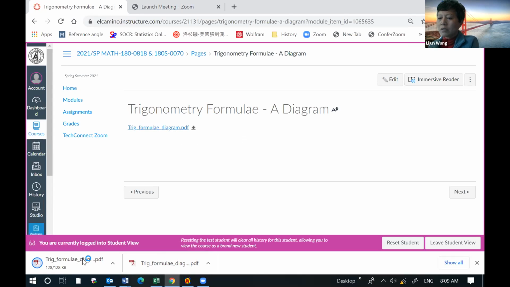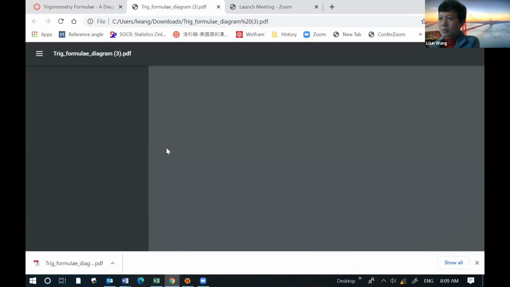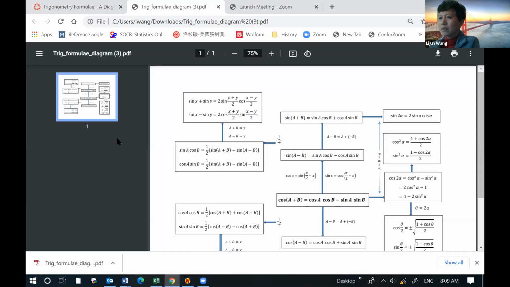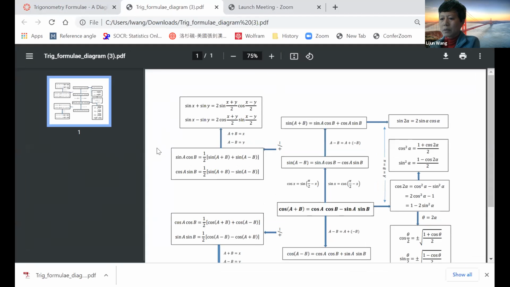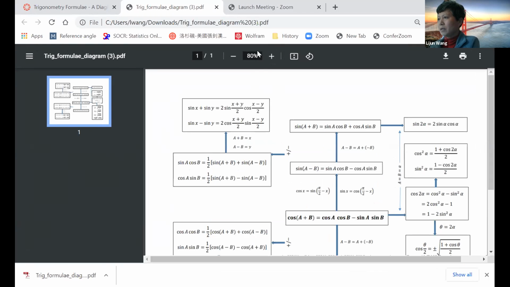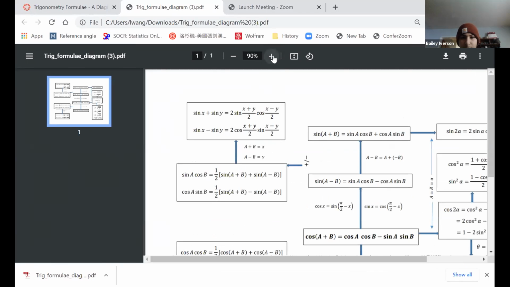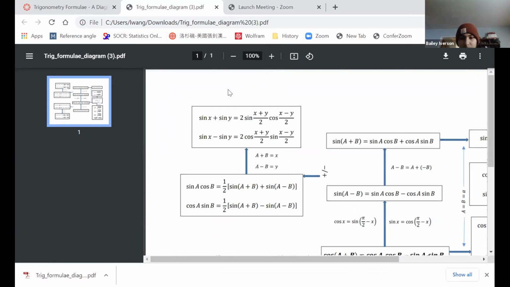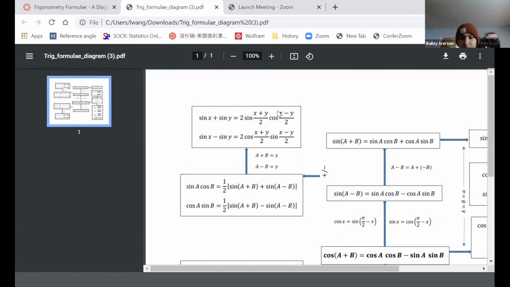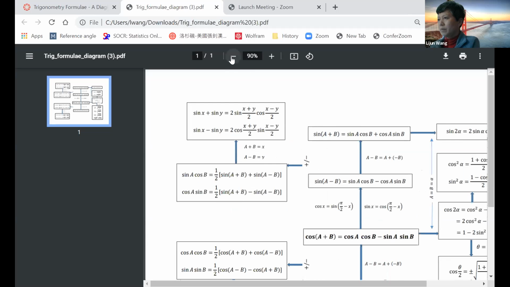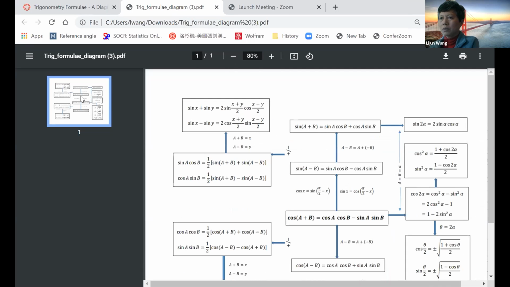Okay, if you click on this diagram, okay, this is a diagram. Do you guys see that? Do you see this diagram? Yeah? Yep. Okay. On this diagram, okay, so let me, why this one is here.